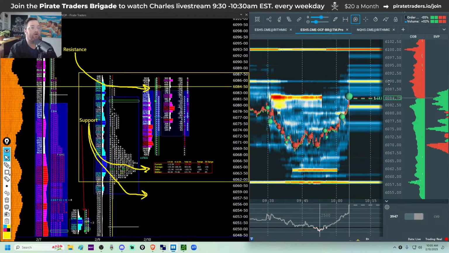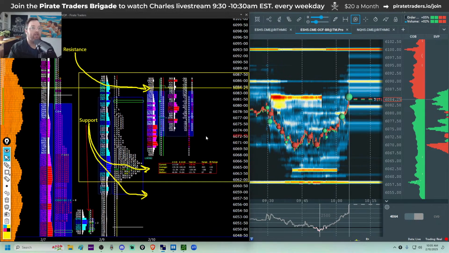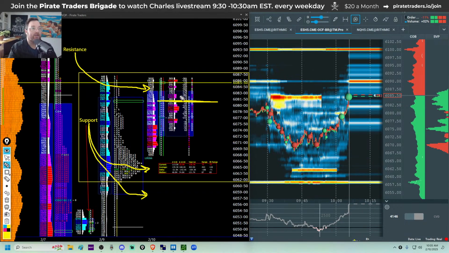So we just took out all those sellers who were selling the low. So now the question is, can we bring in new buyers above the opening price? Can we turn this into support? We also just created a weak high, increasing the odds we're going to get above the overnight high.